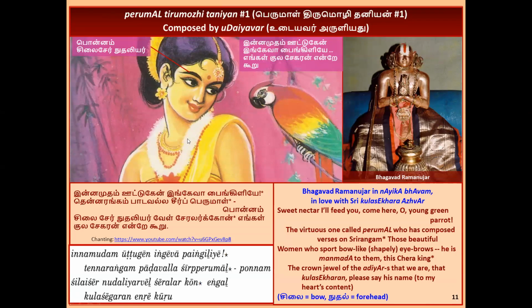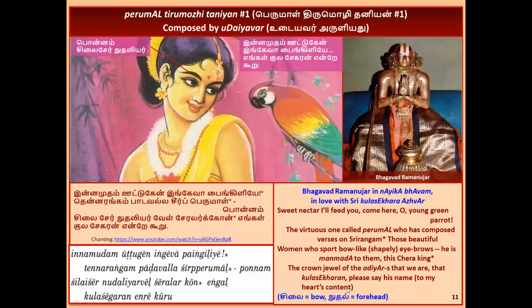Let me first go through the meaning of this. So the Ramanuja Nayaki is going to talk to a pet parrot of hers, and she is going to say, "Oh, sweet nectar, I will feed you. Come here, oh young green parrot." So she is addressing this taniyan to a young green parrot. She says, "Come here, and I'll feed you sweet nectar, if you just say the name of my sweetheart, namely kulasEkhara AzhvAr. Please say his name."